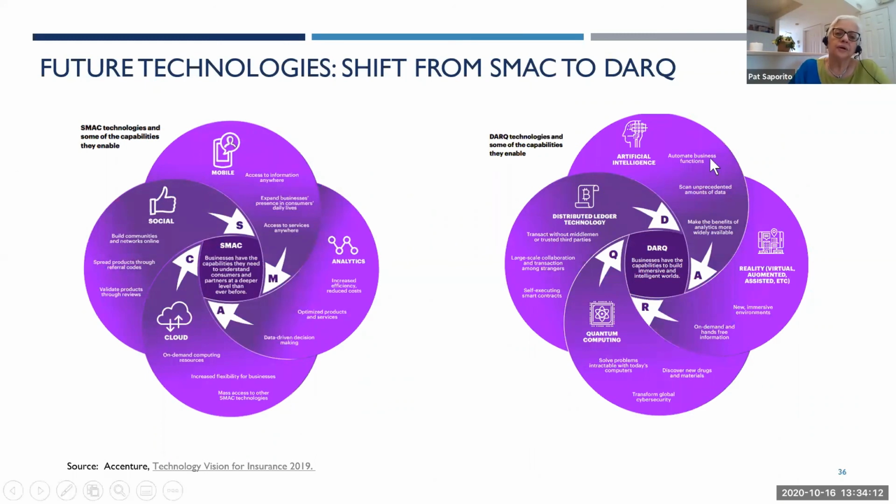So things are changing. In terms of technology, and because many of you mentioned that, we're moving from SMAC, social, mobile, analytics, and cloud, to DARQ. The A is for artificial intelligence, the R is for reality, the Q is for quantum computing, which is the technology, and the D is for distributed ledger technology. So that's where things are moving.